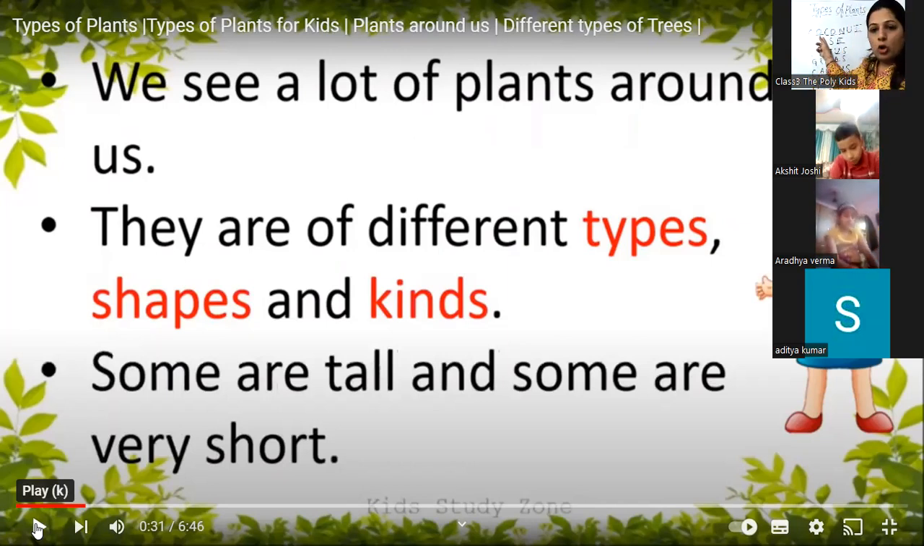So they are saying that there are so many types of plants. Some are very tall, some are short. Just like we people, everyone is different. Same is with the plants around us. Shape is different, height, width, everything is different, and sizes also. If we talk about coconut, this is a tall tree, and if we talk about rose, this is very short. So they have their identity. You can identify them according to their type.